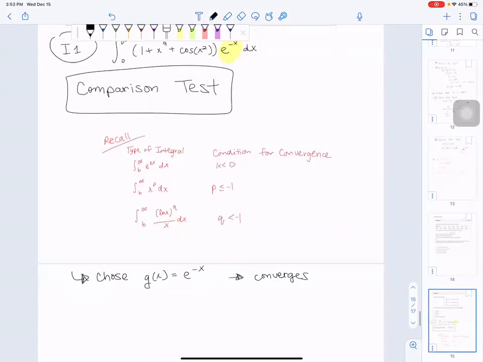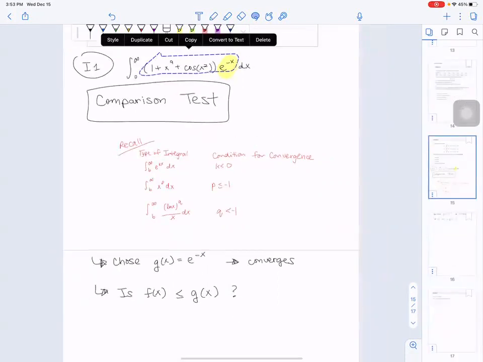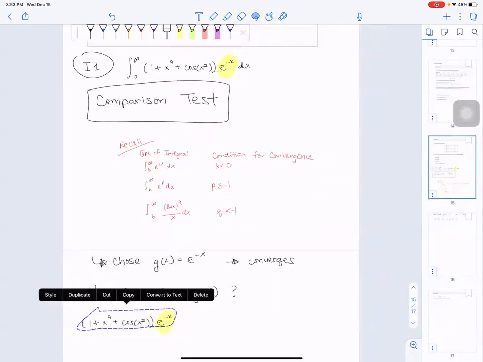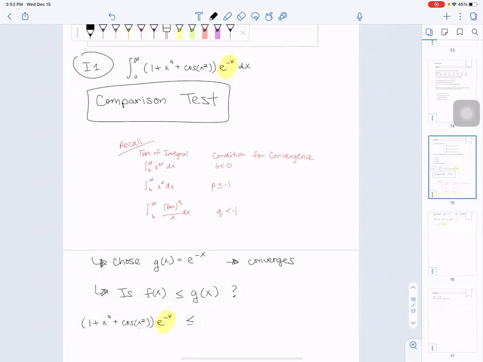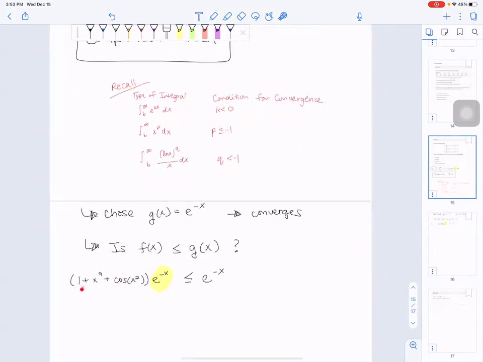Now, the comparison test says we have to check, is f of x less than or equal to g of x? Well, if we copy f of x here, is that less than g of x? Here you'd have a number plus a number plus another number. So this is probably going to be either 1 or greater than 1. So it's not less than e to the negative x. This is not true.